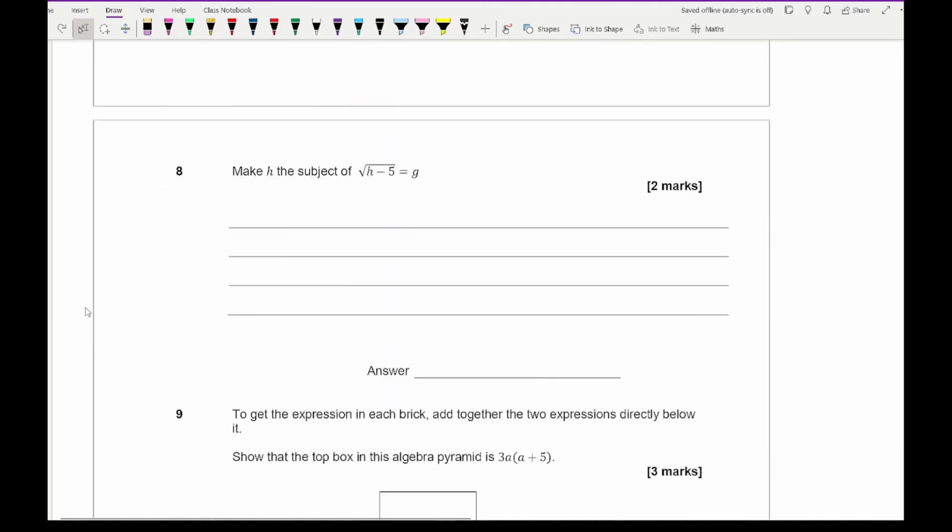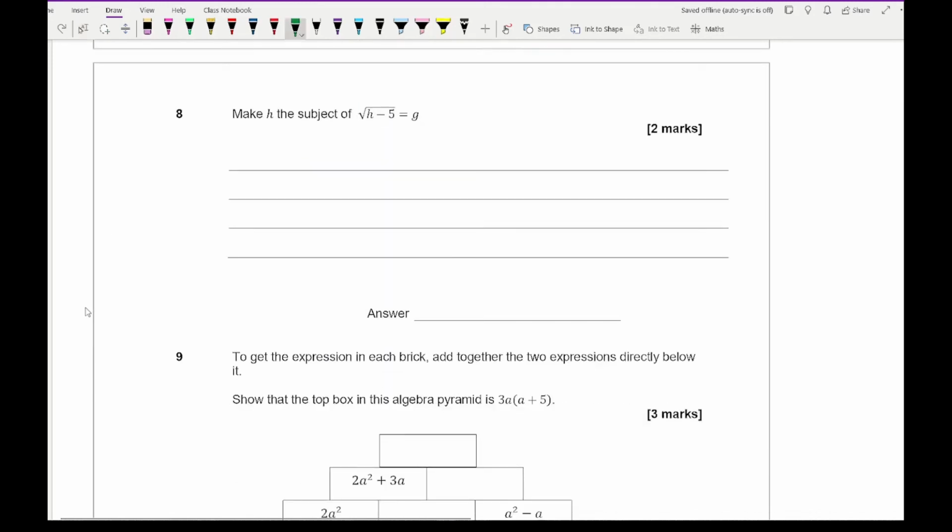Then moving on to question 8, it says make h the subject. So what we want to do first is get rid of the square root. So I do that by squaring, so that's going to be g squared. And then all I need to do is get rid of this plus 5. So h equals g squared plus 5.